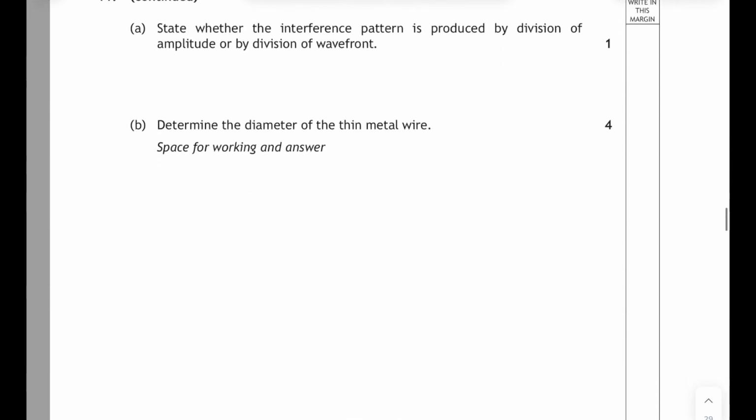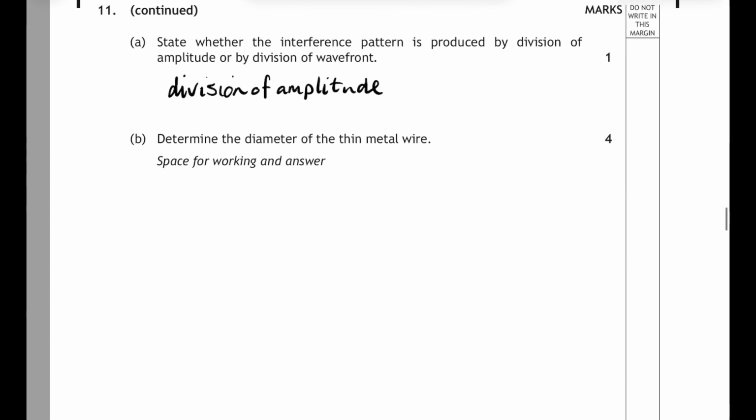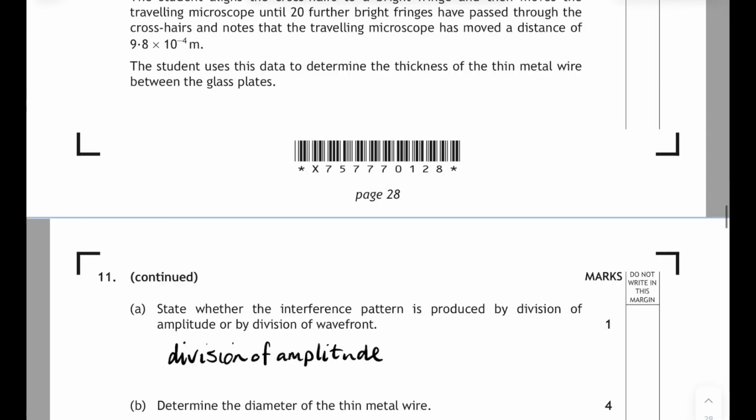So for part A, we've to state whether the interference pattern is produced by division of amplitude or by division of wavefront. Now remember, division of wavefront's the double slit experiment, so this is division of amplitude. And part B, determine the diameter of the thin metal wire. Now this is worth 4 marks, so that usually means it's a calculate question with a little bit extra.